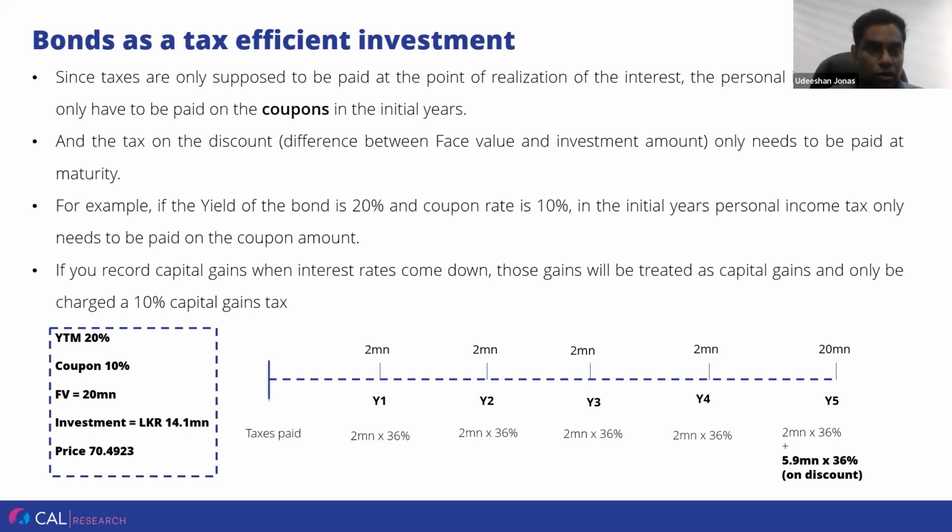So bonds have two benefits. One is that you're postponing your tax on the discount and only paying on the coupon. Second is that if interest rates come down and there is a capital gain, you only have to pay the capital gain tax of 10% rather than the personal income tax rate of 36%, right?